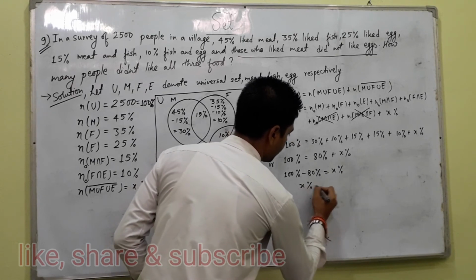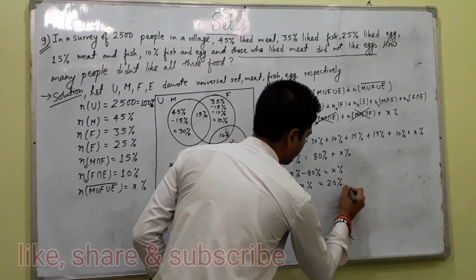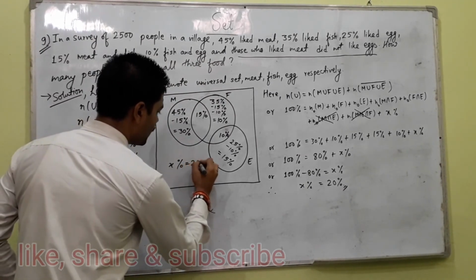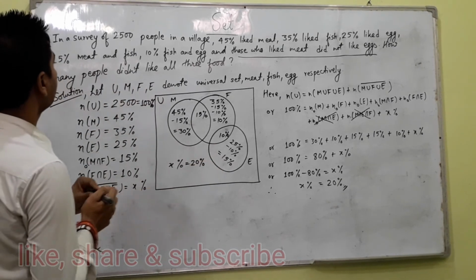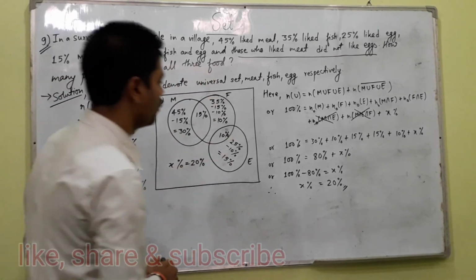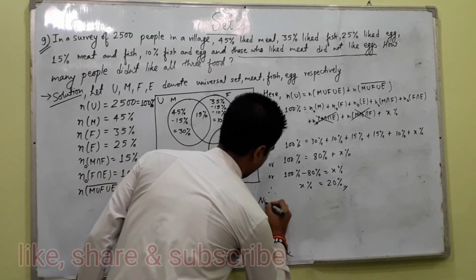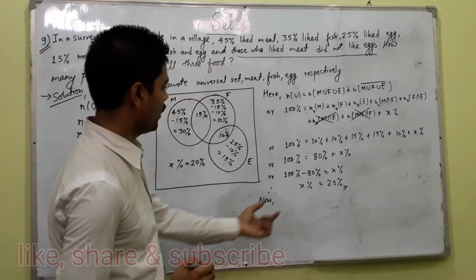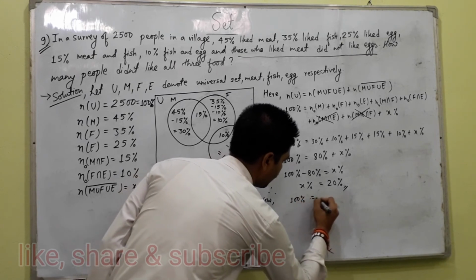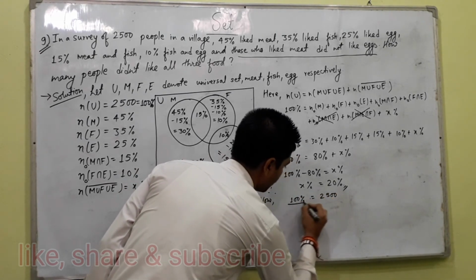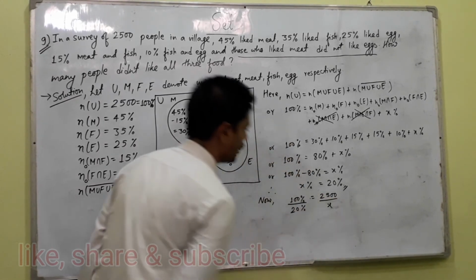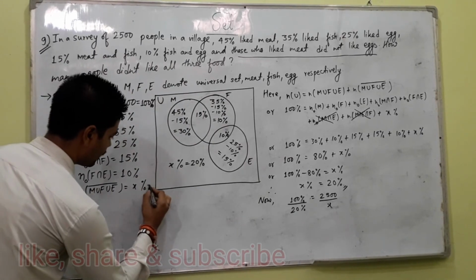Therefore, X percentage is equal to 20%. So this is the value, 20%. It means 20% of the people in the survey didn't like any of the three foods. Now I will explain how to convert this percentage. 100% equals 2500 people, then 20% equals X number of people, because percentage can be changed into X here.